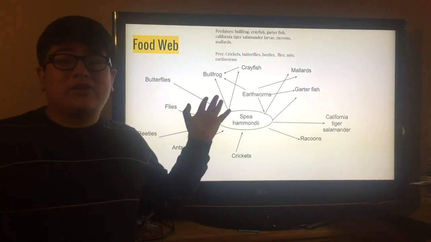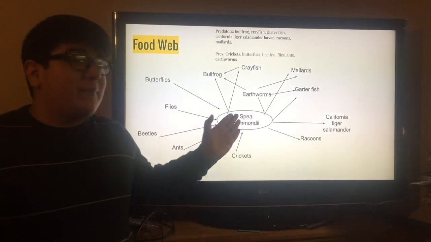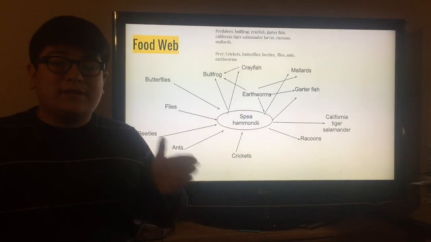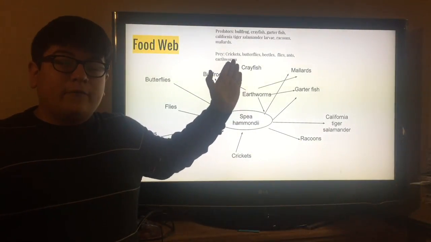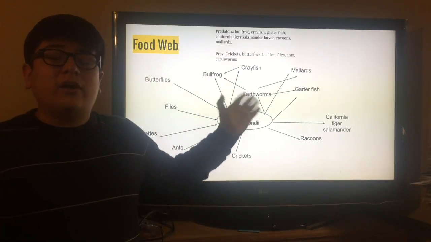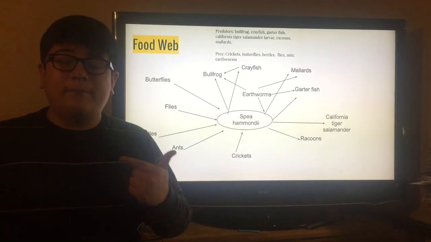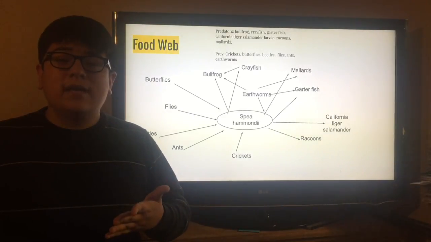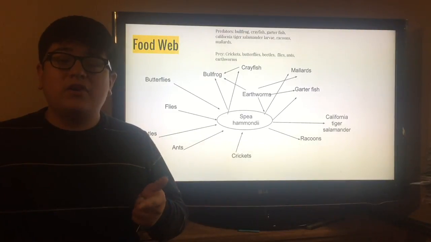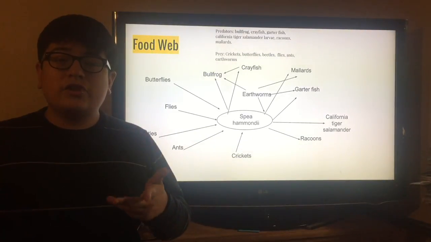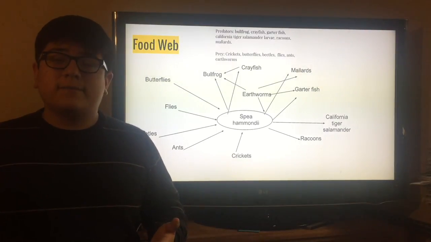So here's a food web which I created, and as you can see, the arrows pointing toward Spiahomity represent the prey of the Spiahomity, and the arrows pointing away from the Spiahomity represent the predators. The prey of the Spiahomity include ants, butterflies, beetles, crickets, earthworms, and flies. And its predators include the bullfrog, the garterfish, the crawfish, the California tiger salamander, larvae, raccoons, and mallards.